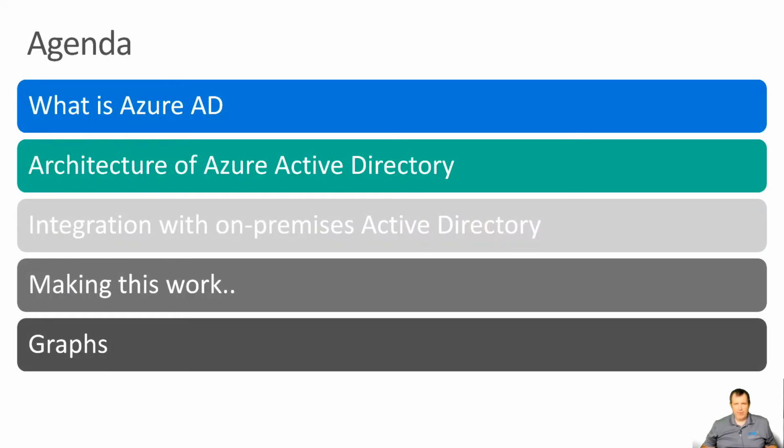So what we're going to cover in today's session is what is Azure Active Directory. We'll talk about the architecture of Azure Active Directory, how it's different but similar to on-prem Active Directory, and also how it integrates, because these two solutions do work together. We'll talk about how you make this work in the real world, and we'll do some demos with SQL as well as Azure Active Directory Connect. We'll also include a little bit of a talk about graphs.